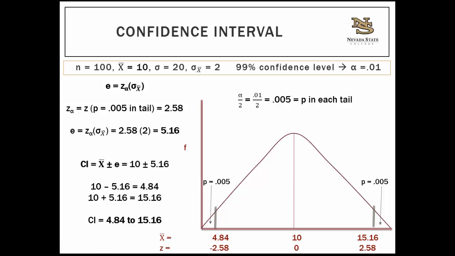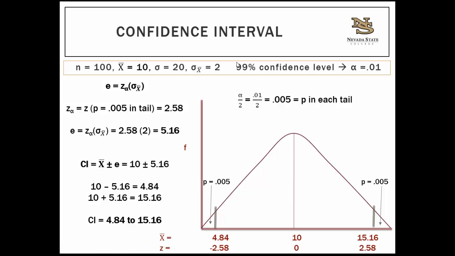Now notice, when we have a 99% confidence level, we have an even larger range, but we are more confident that the sample mean, or the population mean, falls within this confidence interval. So we're still assuming that we have a sample size of 100, sample mean of 10, standard deviation of 20, and a standard error of 2, 20 divided by 10. But now we're working with a 99% confidence level.